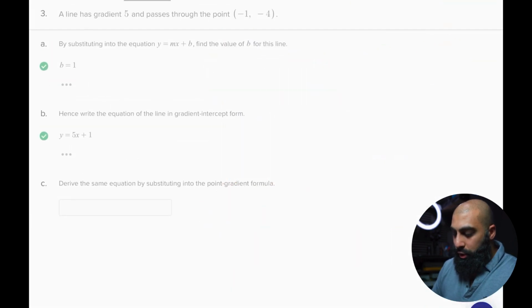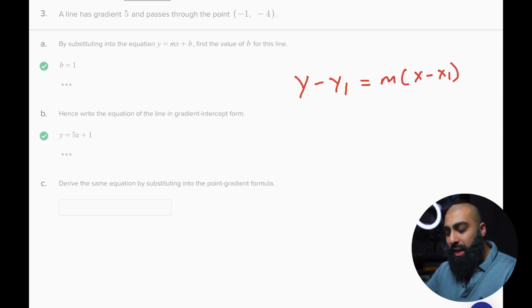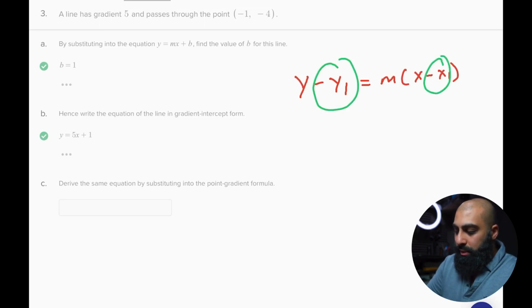Now I'm just going to tell you very quickly what the point gradient formula is, okay? Y minus y1 is equal to m bracket x minus x1. This is the point gradient formula, okay? Now we already have the values of y1 and x1. They were given to us in the beginning as -1, -4.